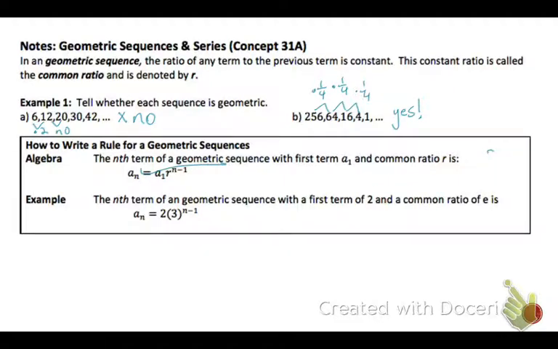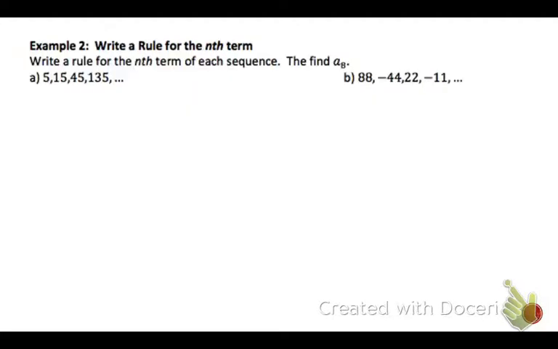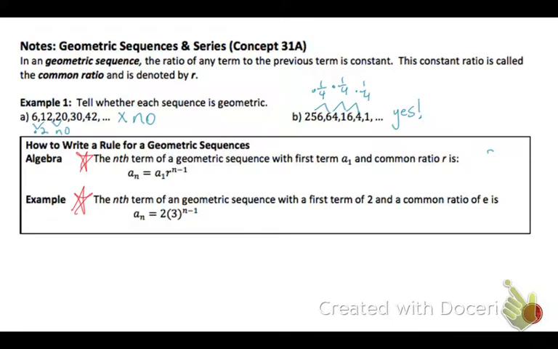Now, here's how to write a rule for a geometric sequence. Think of this as your formula. The nth term of a geometric sequence, a sub n, equals the first term, a sub 1, times that ratio, that multiplier, raised to the n minus 1. And remember, that n is your position number.